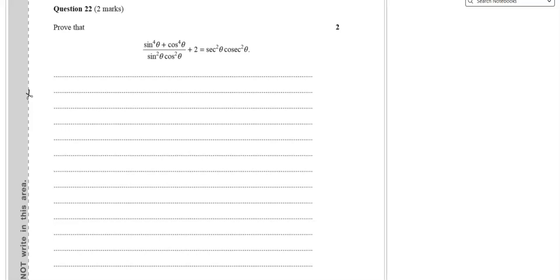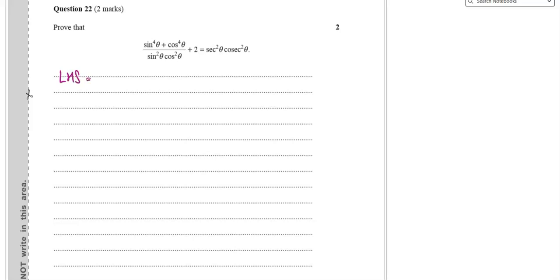Question 22. We need to prove this trig identity. Pause here to try yourself. Okay, to attempt this with any proof, we need to decide whether to start with the left-hand side or the right-hand side. I like to choose the more complicated side where there's some obvious algebraic next steps. So I'm going to choose to start with the left-hand side.